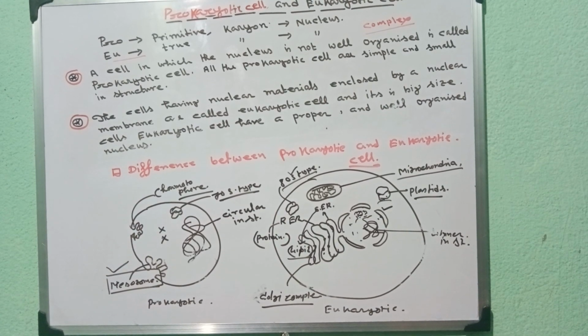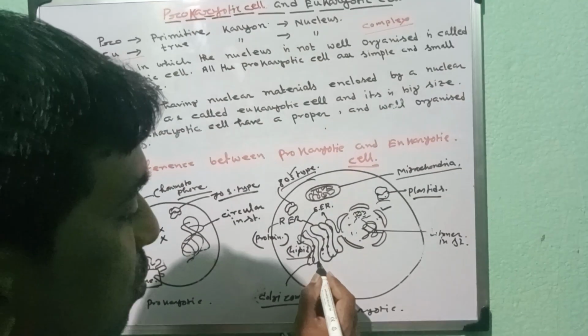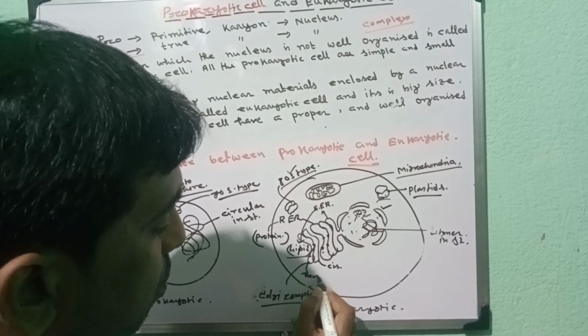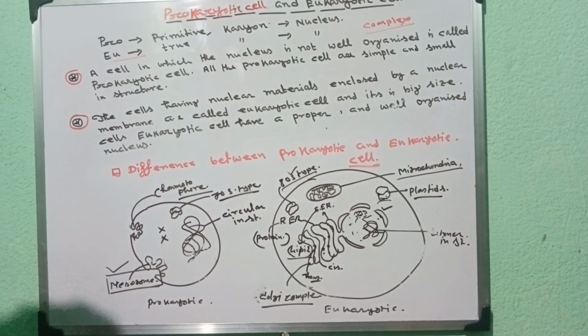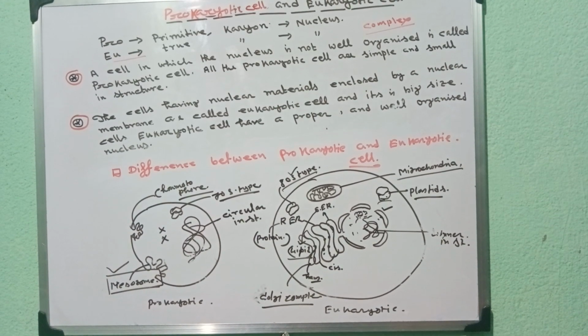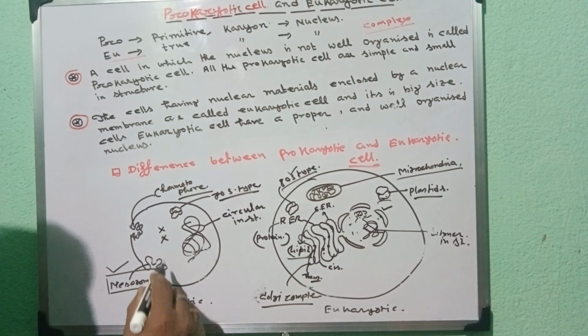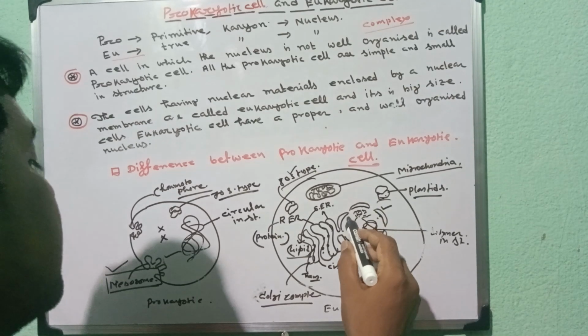Okay, so this is the cis and trans. This is called the cis Golgi complex, and this is called trans. There are two types: firstly the cis Golgi complex, and then the trans. So in the eukaryotic cell, the mitochondria, the Golgi complex, and different types of DNA are present. The mesosome is present in the prokaryotic cell, but in the eukaryotic cell there is a different cell organelle.